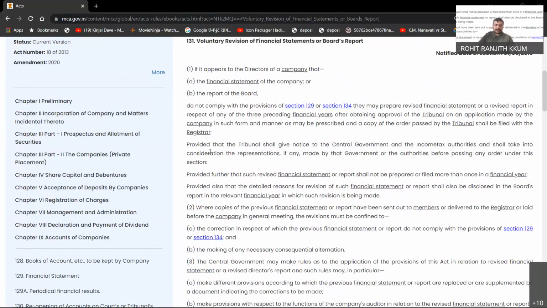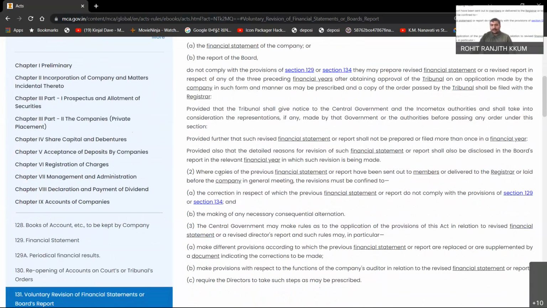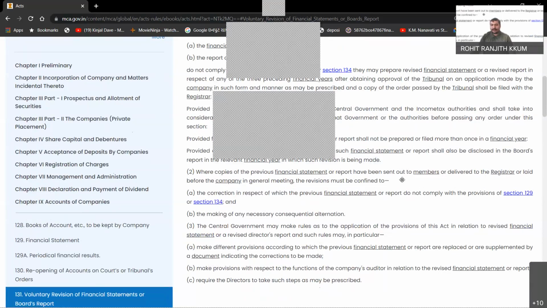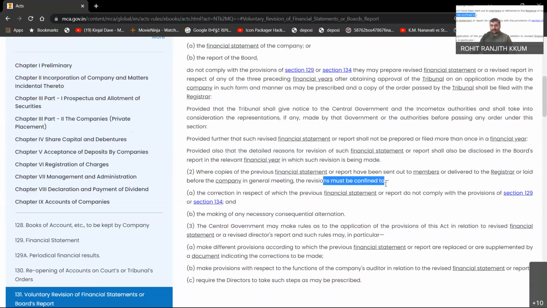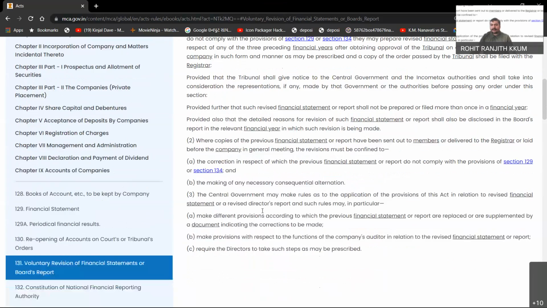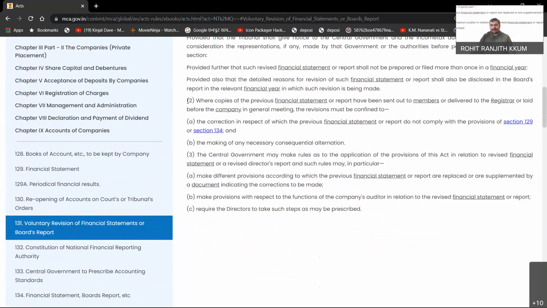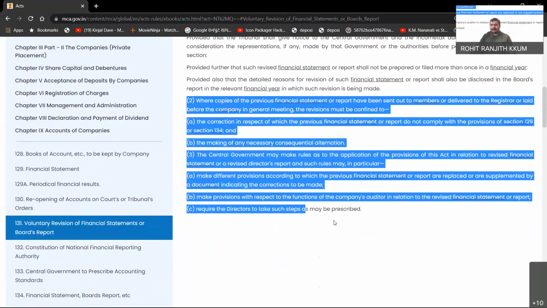Are all the paragraphs clear? All right. So once it is clear, now we can go to this part, subsection 2, where the copy of the previous financial statement or the report have been sent out to the members or delivered to the ROC and laid before the AGM. The revision must be confined to the correction in respect of, okay guys, do not take this seriously, there is not much in it, just read it.